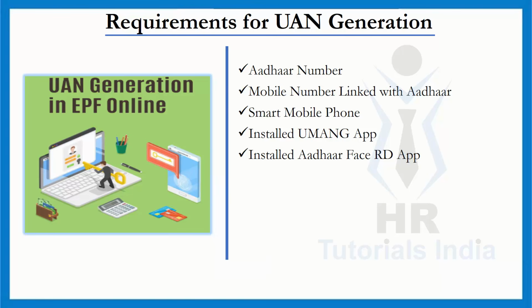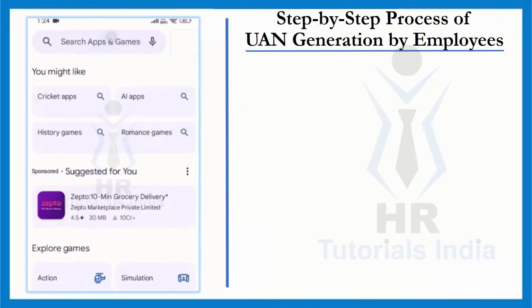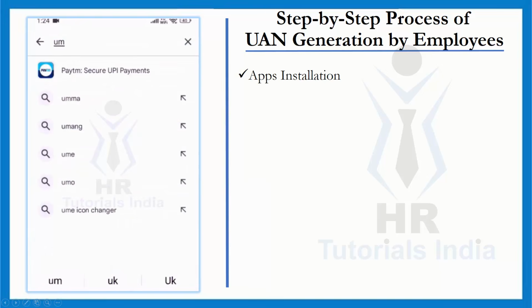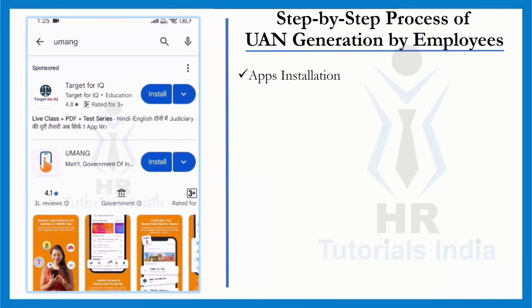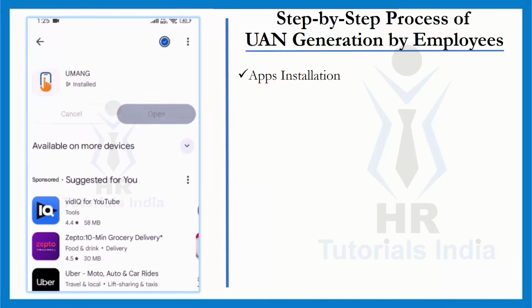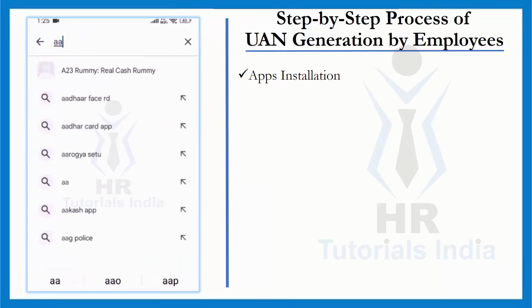So friends, wasting no time, let's get into the practical part of the video, how to generate UAN by the employee through the UMANG app. Step-by-step process of UAN generation by employee. On the right side, you can see the theoretical part. On the left side, you can see the practical part. How to generate UAN by UMANG app. App installation. Before starting, install two apps on your smartphone, the UMANG app and the Aadhaar Face RD app from the Play Store. Once both the apps are downloaded, then you need to install them.